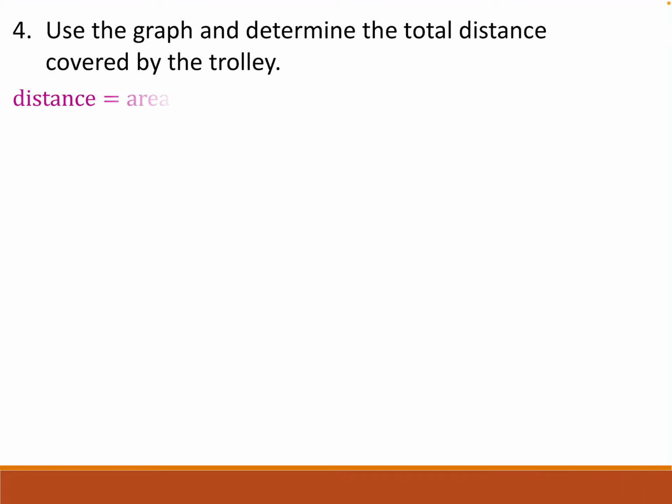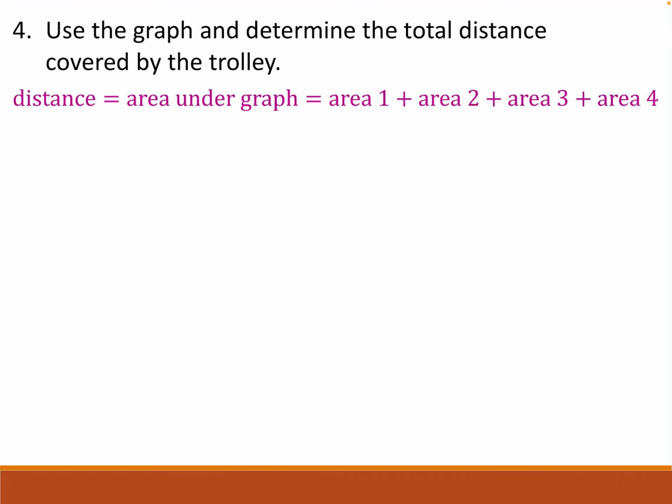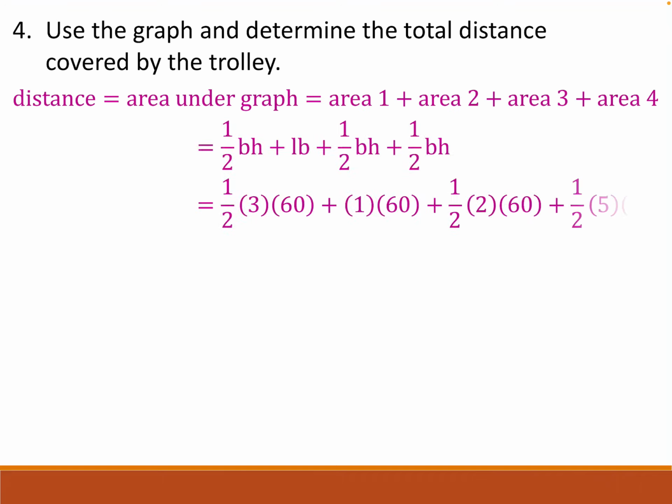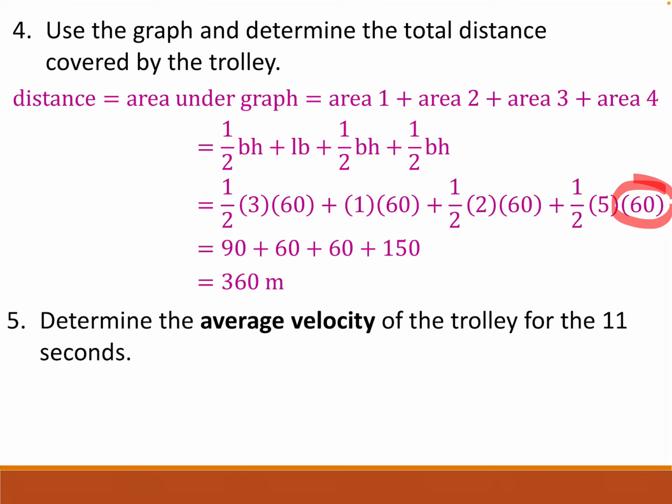Now they want the total distance. This is the difference. Still using all 4 areas, but now I don't worry about the minus. I ignore the minus. So that's 60. That means totally they went 360 meters. But from the starting point, they'd only gone 150.